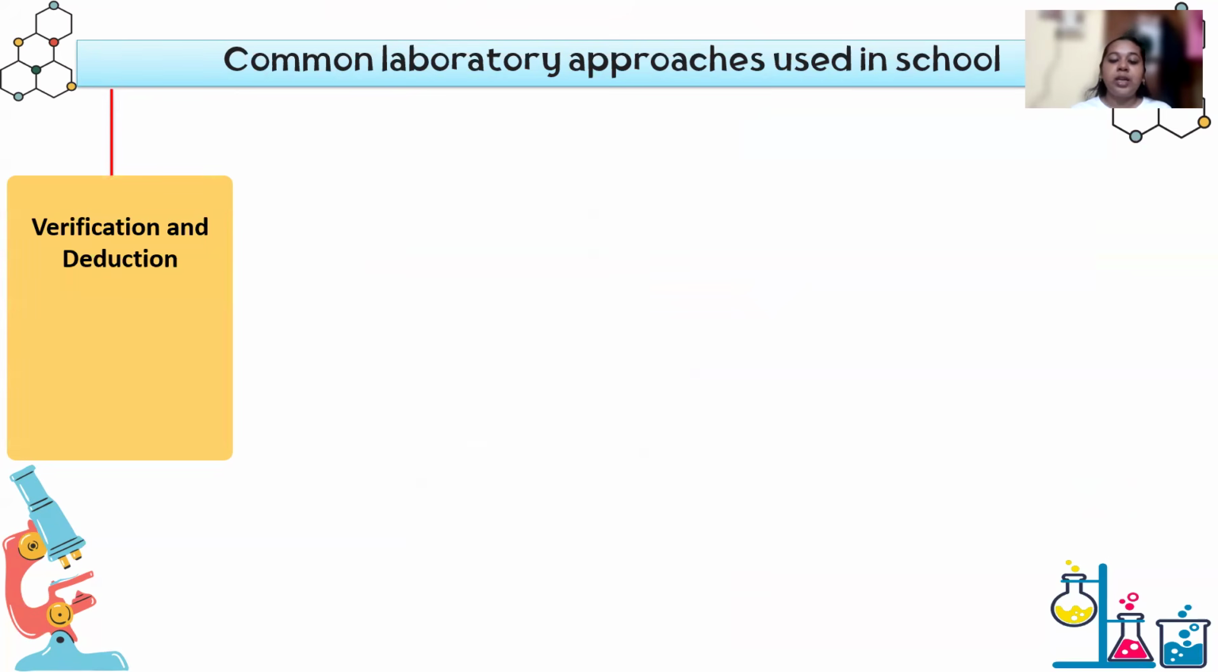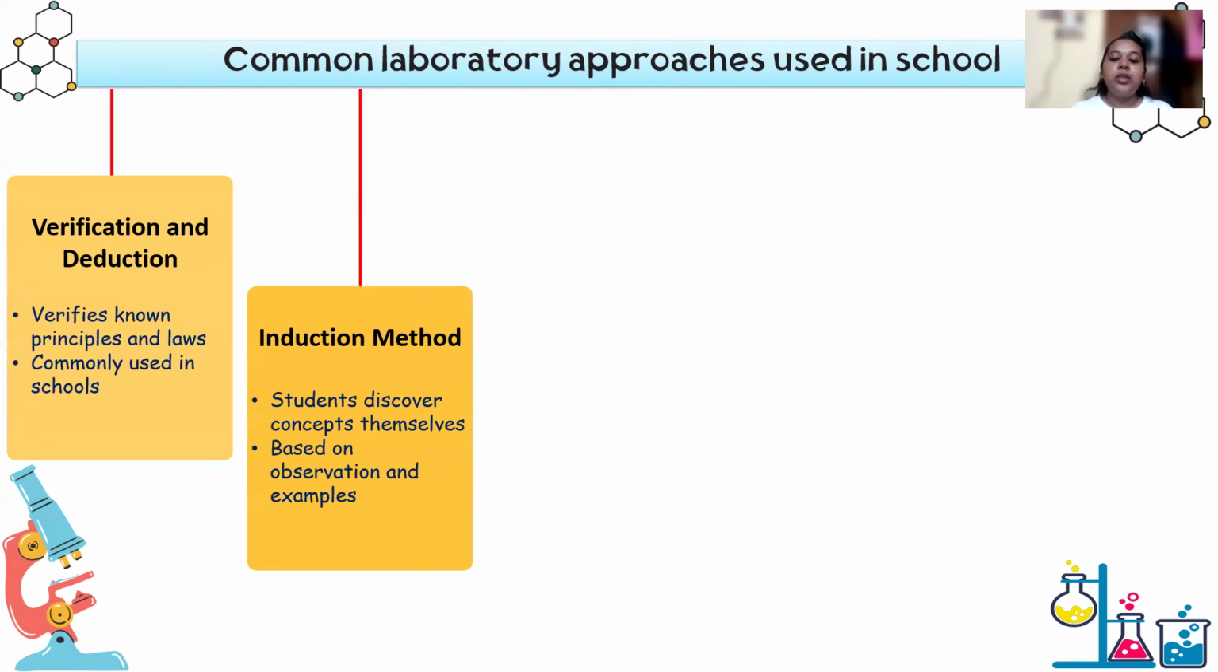First one is verification and deduction. Usually students learn or understand the theory, which is usually the lecture method. But when that concept is verified in the laboratory, that is known as the verification and deduction approach, which is mostly used by many schools. Next is the induction method. Here, students discover concepts by themselves based on the examples or the experiment that they are performing.